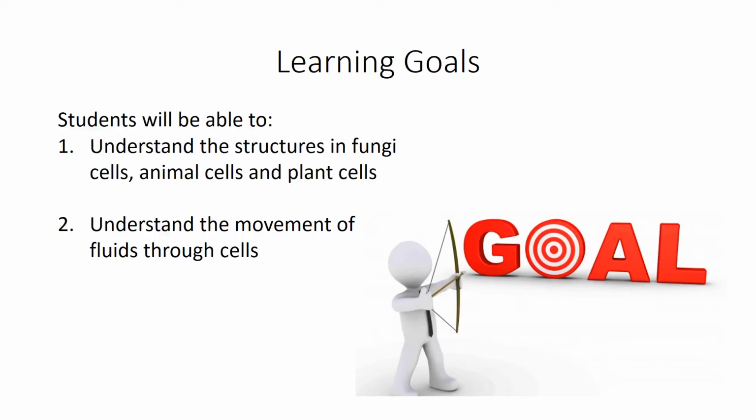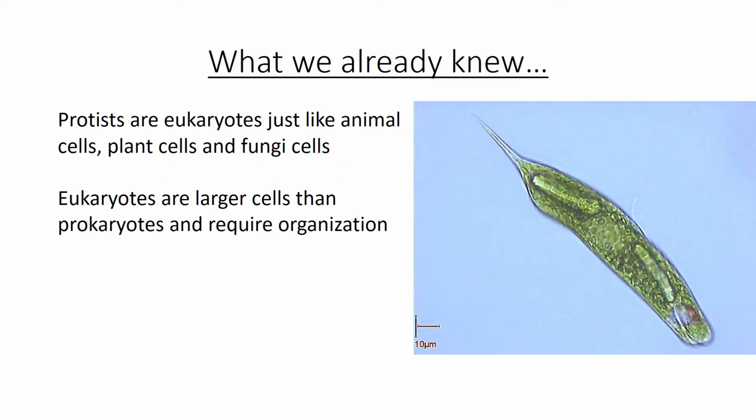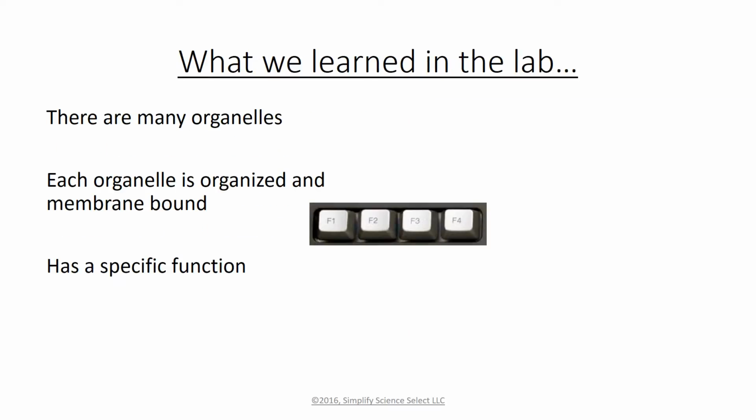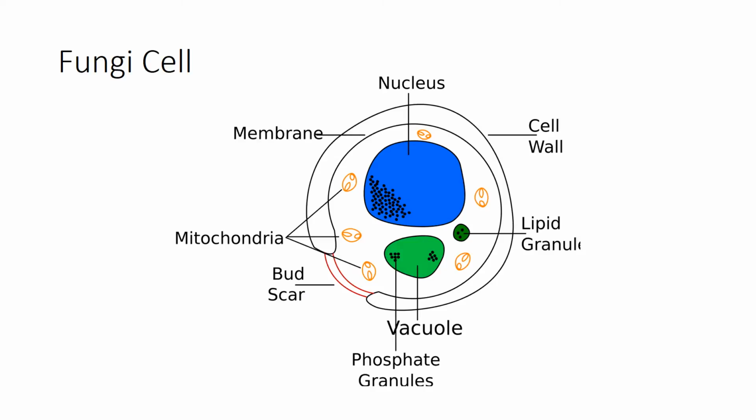Our learning goals for this lecture are for students to be able to understand the structures in fungi, animal, and plant cells, and also be able to understand the movement of fluids through cells. What we already knew is that protists are eukaryotes, just like animal cells, plant cells, and fungi, and that eukaryotes are larger cells than prokaryotes, and they require organization for that reason. In the lab, we looked at many different kinds of organelles.